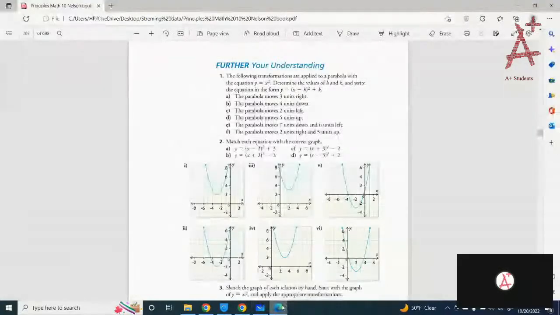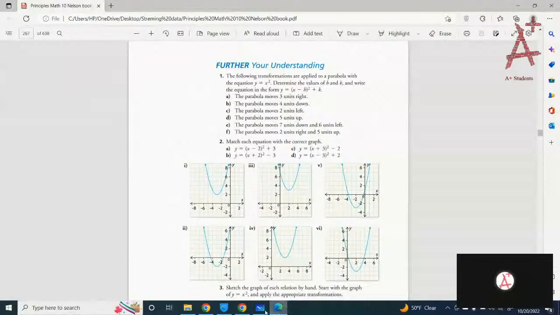Okay, now move on to question number 2. Match each equation with the correct graph. Now equations and graph, you have to match the graph with the equation. Got it? Okay, the first one is y equals (x minus 2) whole square plus 3. That means the negative 2 means the graph is moved 2 units right, and positive 3 means it is moved 3 units up. Got it?